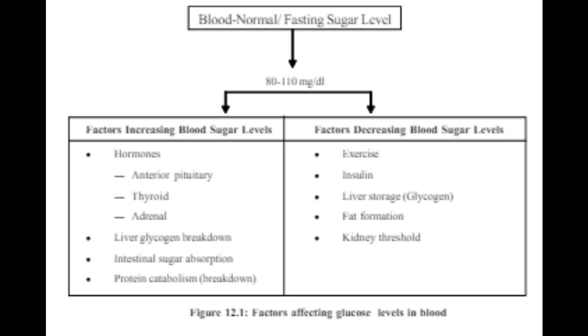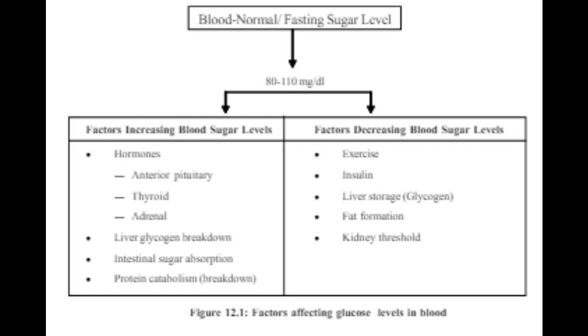First of all, let us know what is the normal sugar level, glucose, in the blood. The normal sugar level ranges from 80 to 110 mg/100 ml. This is the fasting level also. Figure 12.1 shows some factors that increase the sugar levels and others that decrease the sugar levels. Look at the screen. Figure 12.1, factors affecting glucose levels in blood.